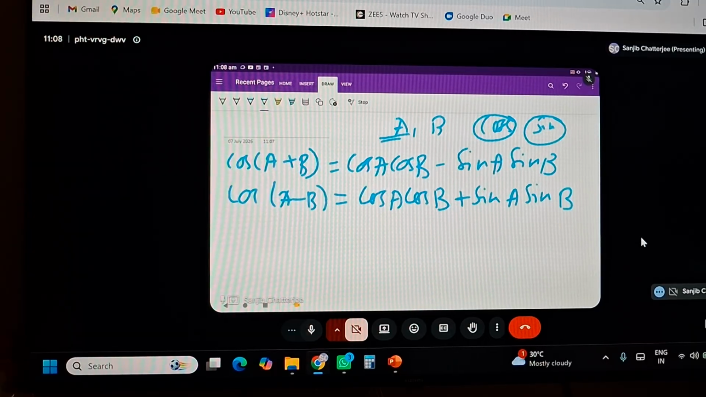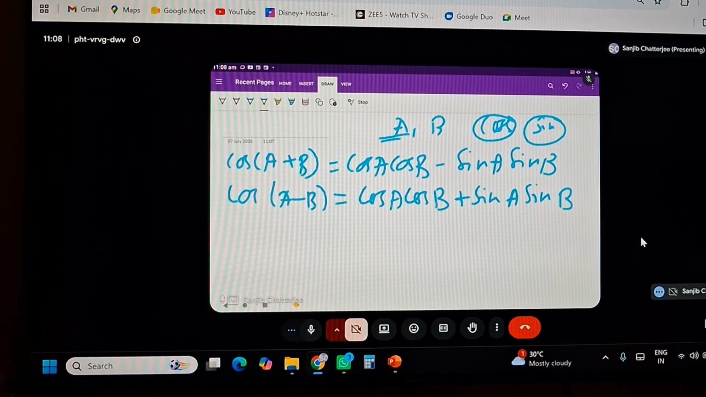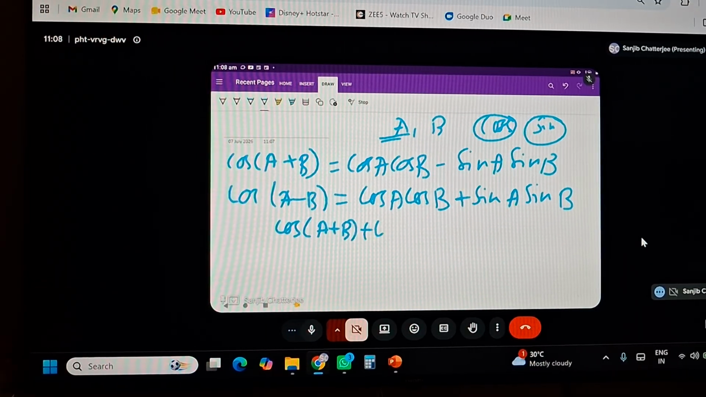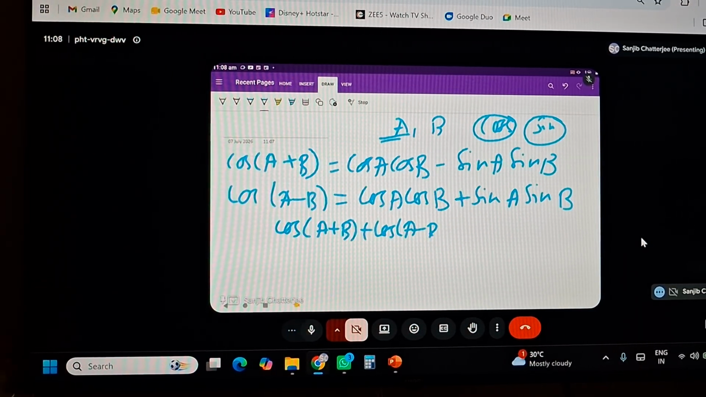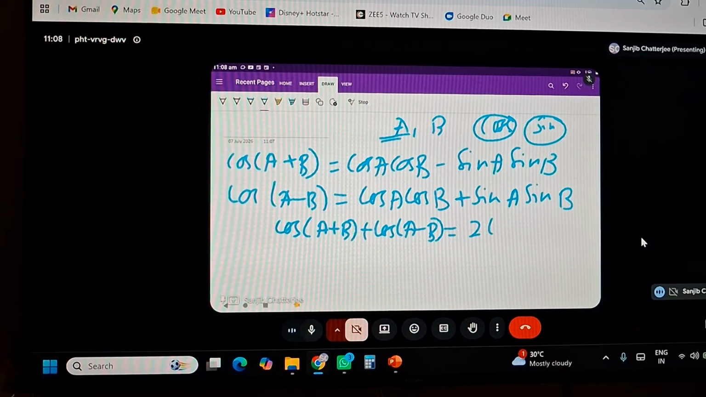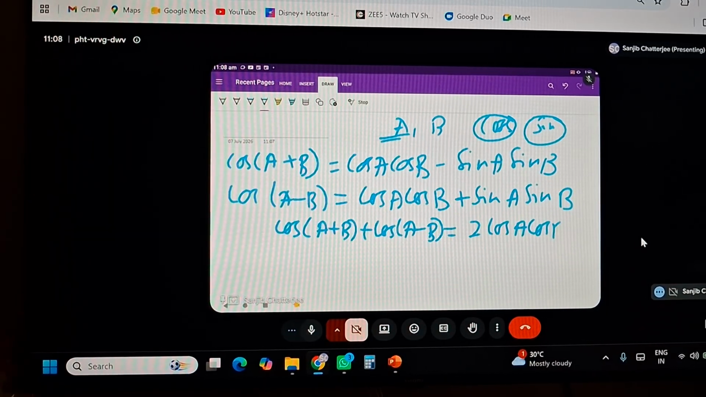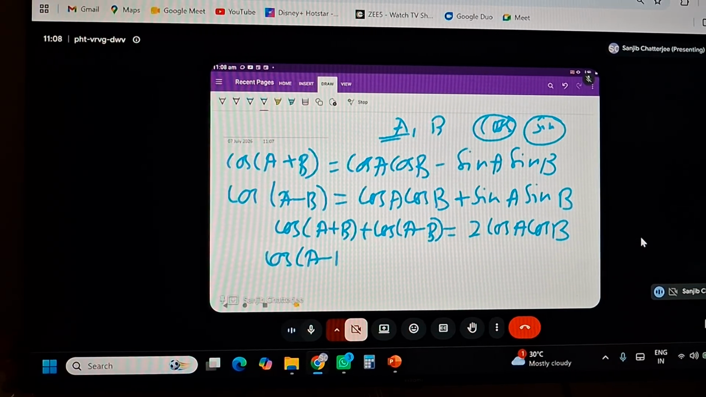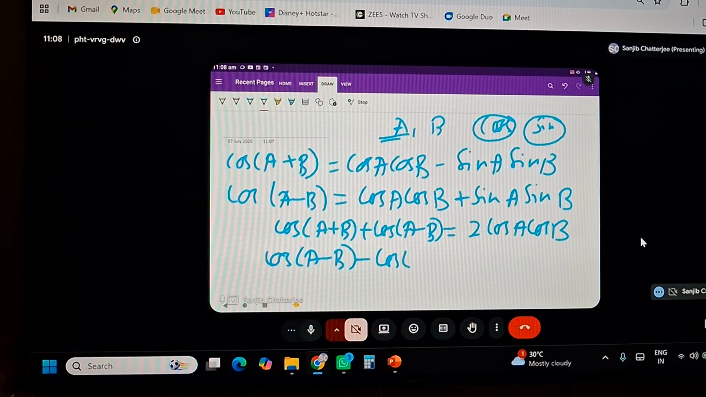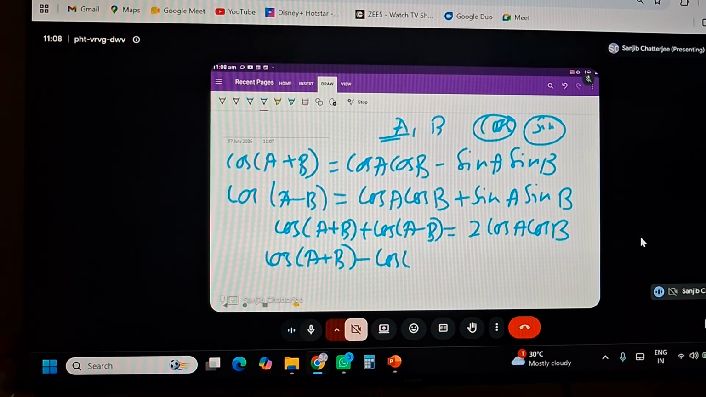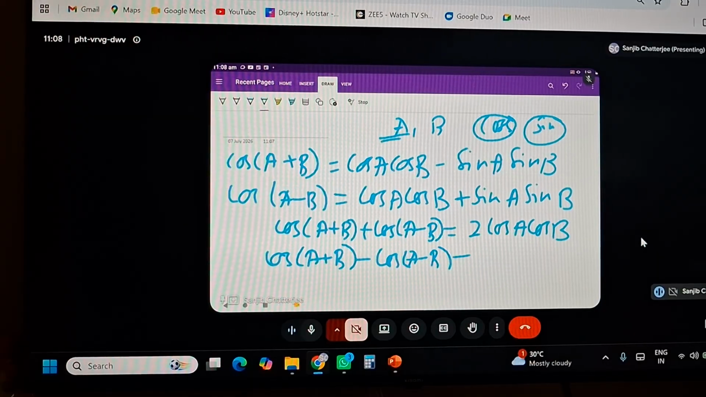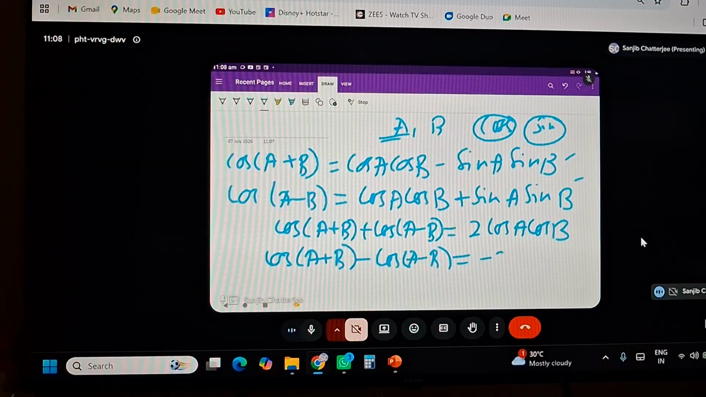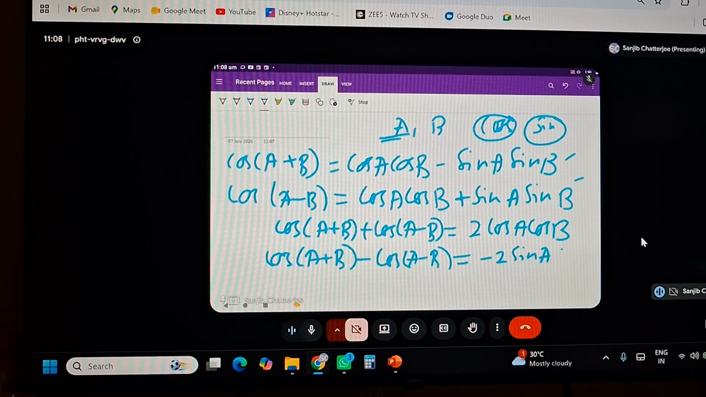If you add these two, what we are going to get is cos(a + b) plus cos(a - b), so it will be 2 cos a cos b. Similarly, if you take cos(a - b) minus cos(a + b), from this formula you can get minus 2 sin a sin b.